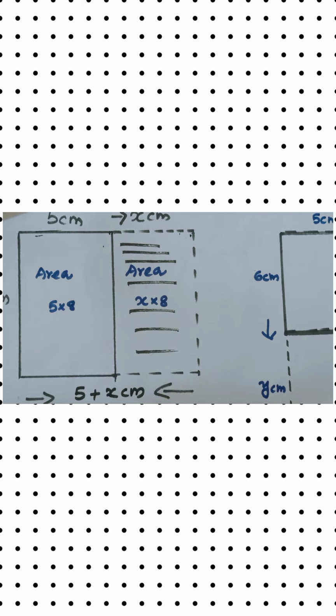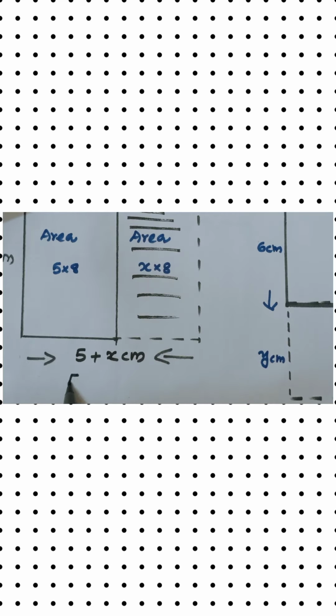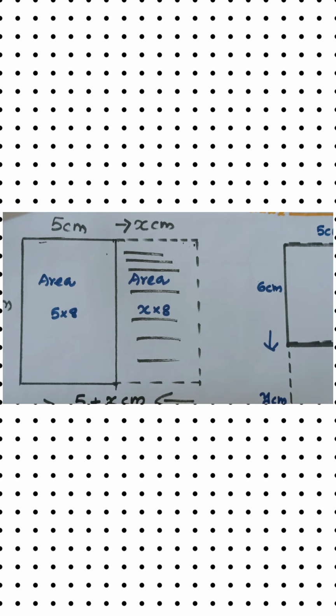Then what is the total area? 5 into 8 plus x into 8. 5 into 8 is 40. 40 plus 8x. That is the total area of this whole figure.